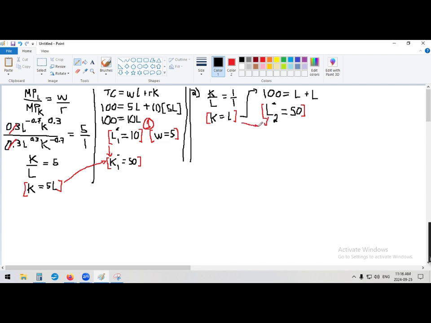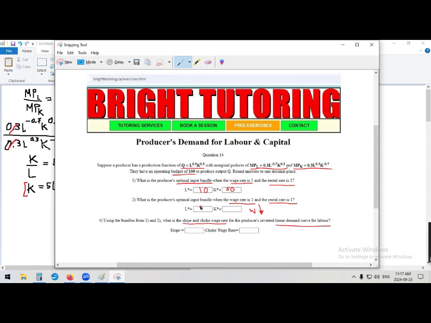And then likewise, we plug it back in here. We say, okay, K equals L, so it'll be the same thing. So we have K star 2 is also 50. So here with the second question, this is going to be 50 for the L when we have a W equals to 1. And that here gives us point number 2. So here we have 50-50 as the second question. So let's see here, 50 and 50.